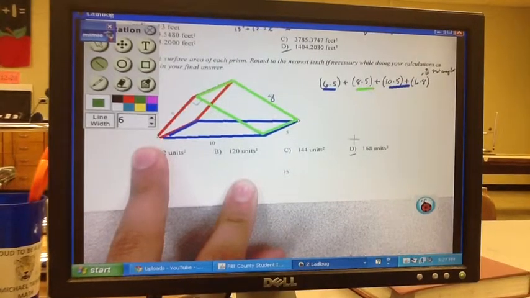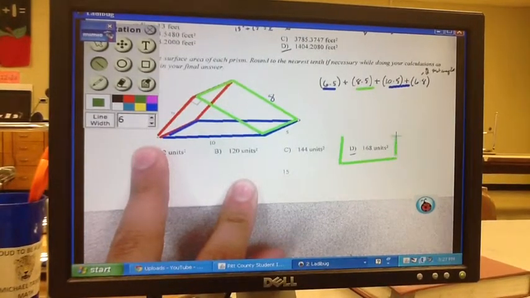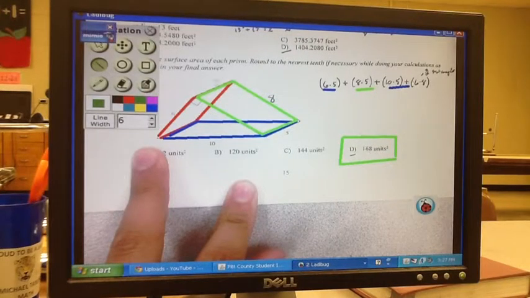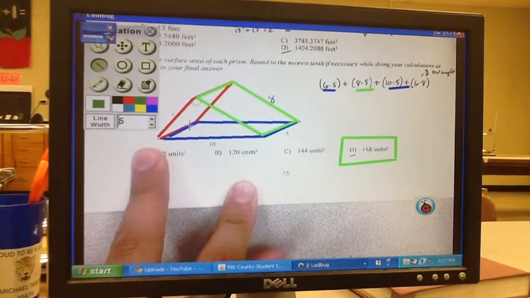So after I add all those together, remember we're finding surface area, I got 168. Remember, surface area of a prism is just taking the area of each flat surface and adding it all together.